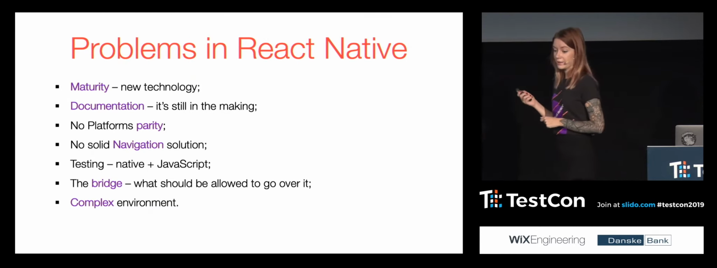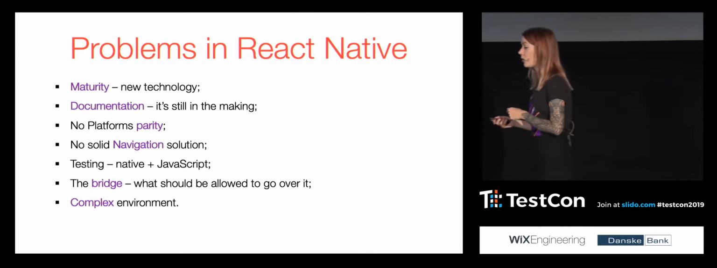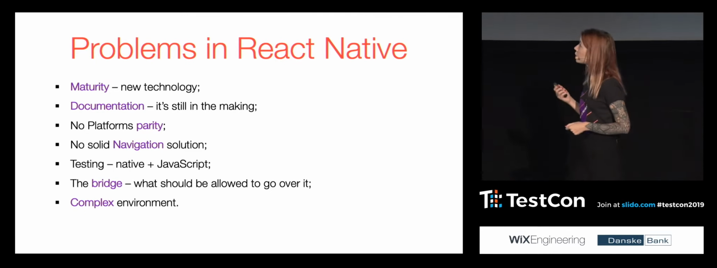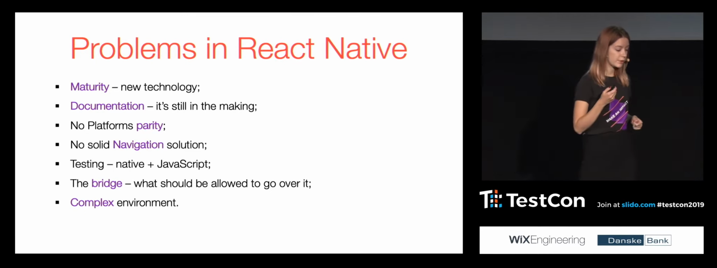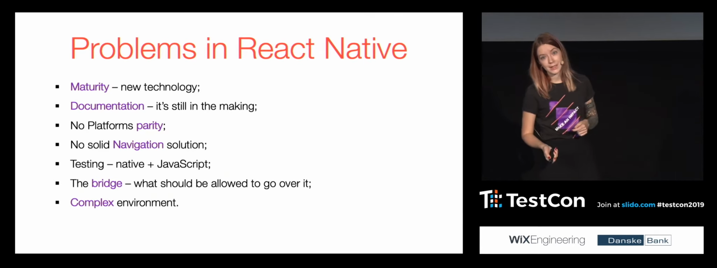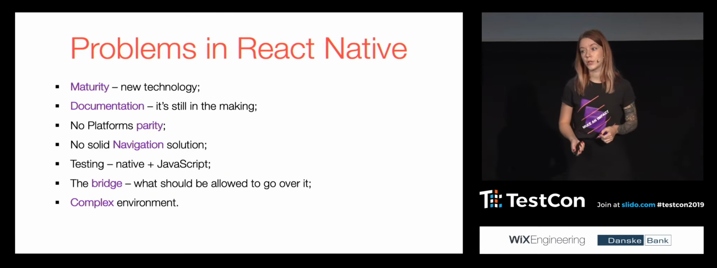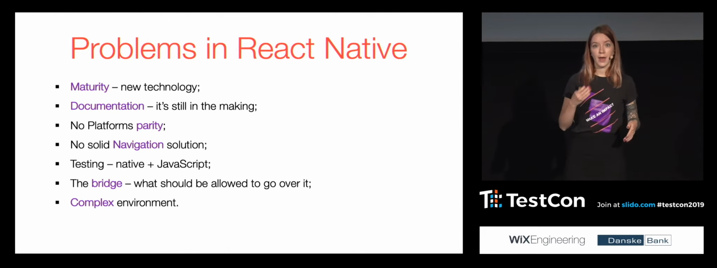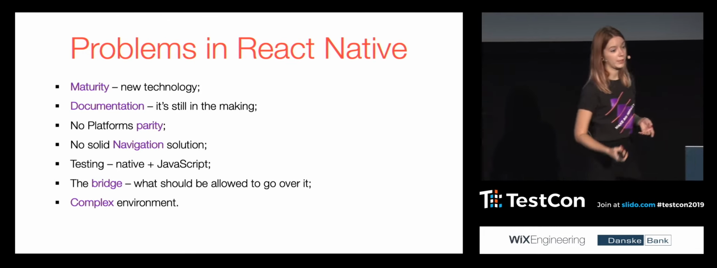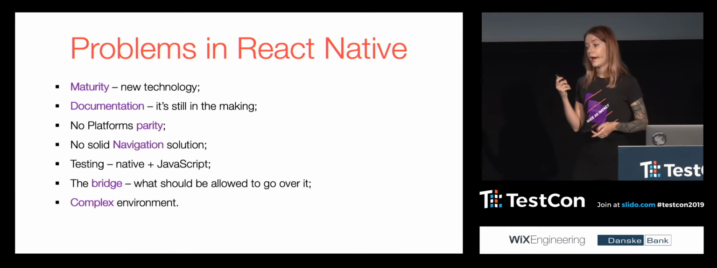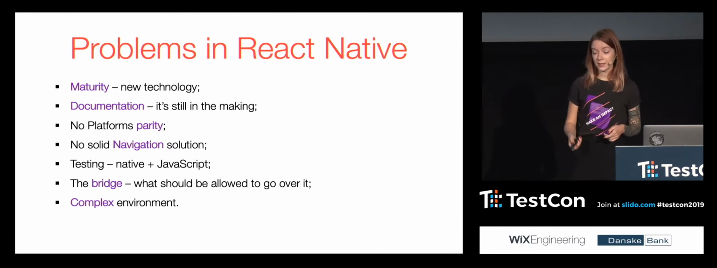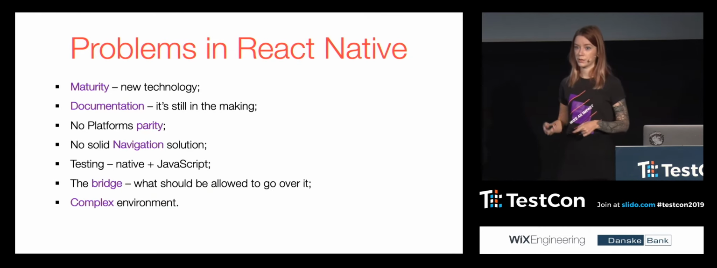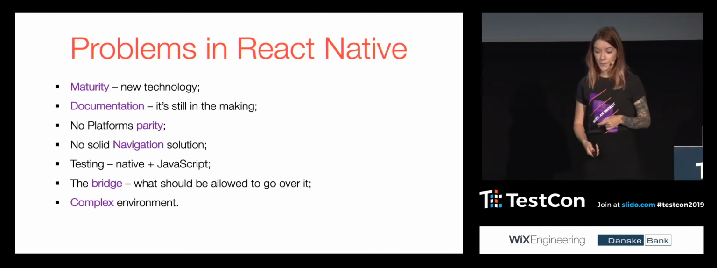Of course, like all the other frameworks, React Native also has issues. So one of the main issues is the framework's maturity, because it's fairly new framework and together with community is still being developed, and also its documentation is still being developed. And fun fact, in 2018, React Native GitHub repo was the second most contributed to repo in GitHub.